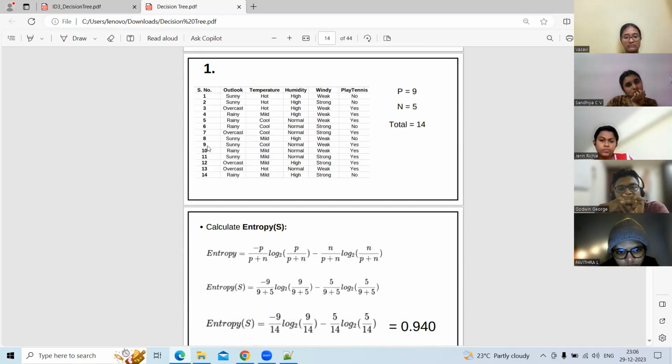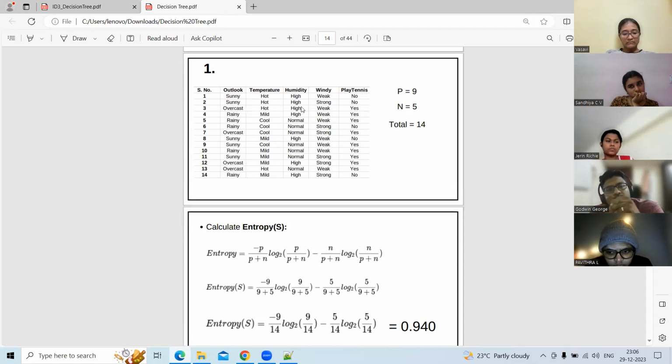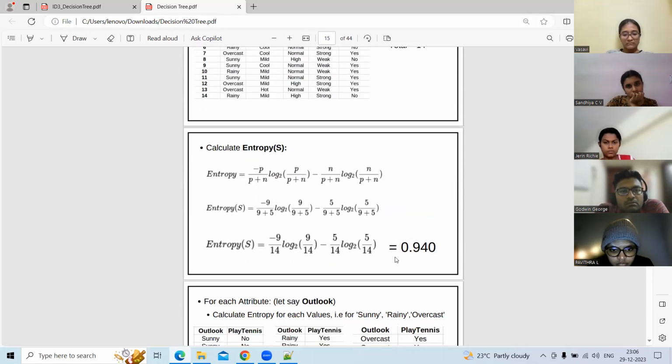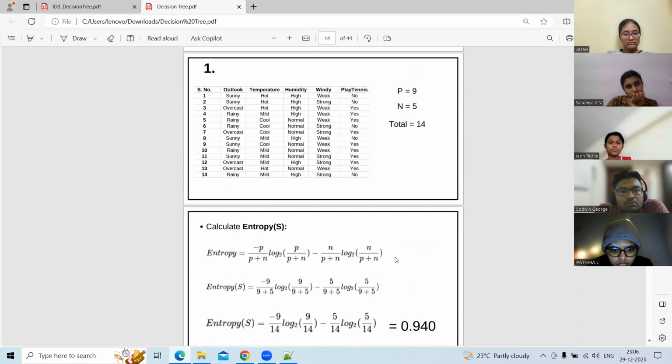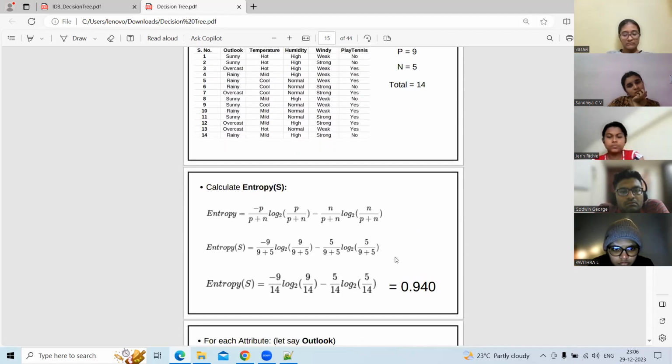If you see this data here, how many yes are there? 1, 2, 3, 4, 5, 6, 7, 8, 9. So the total number of positives is 9. Positives means yes, a person will play tennis if these conditions are met. N is no, the person will not play under these conditions. So there are a total of 14 instances, out of which 9 times it is positive and 5 times it is negative. Now we will have to calculate the entropy of this data.